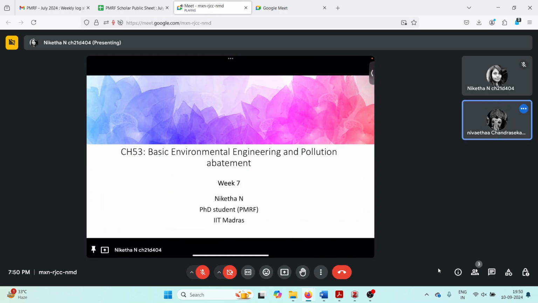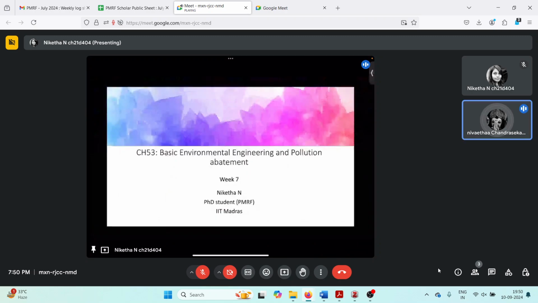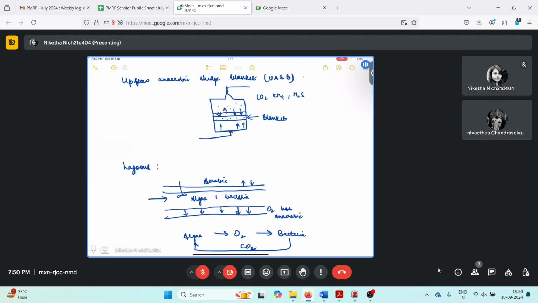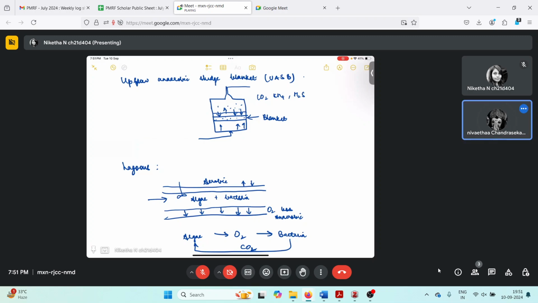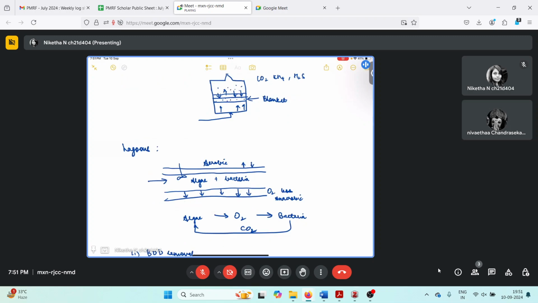In the lagoon also we will be using algae, no? Yeah, but in a lagoon it's a combination of bacteria and algae. And moreover, it's a natural system. It's not an artificial one.